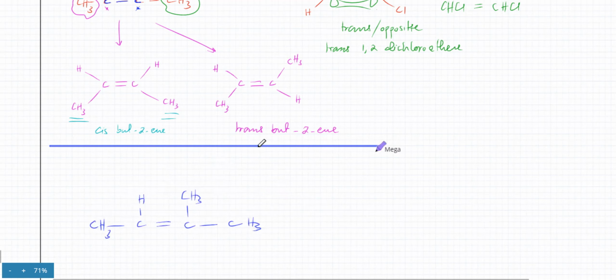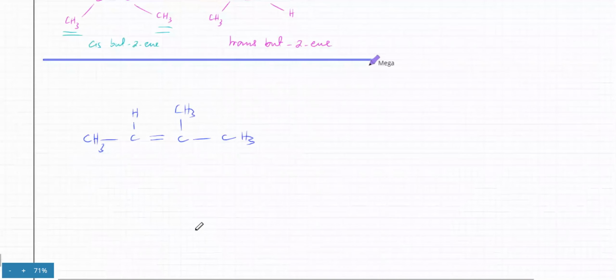Remember, this is the structural formula, not the three-dimensional arrangement. The structural formula could be drawn any way you like. The bonds could point upwards, they can point downwards. It doesn't really matter. So remember, the structural formula doesn't show what type of geometric isomers or stereoisomers it has. But does it meet the conditions? Would it form cis and trans isomers?